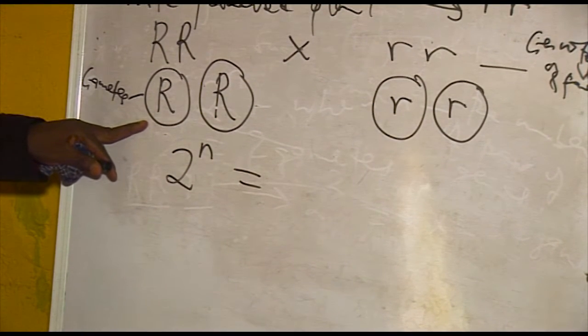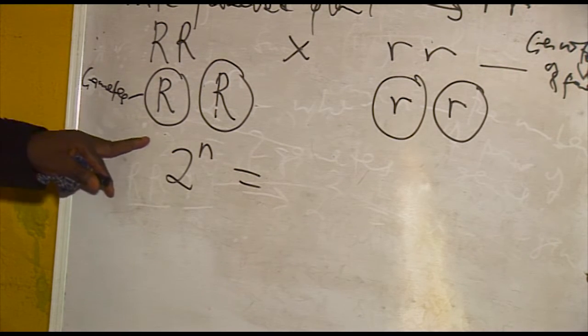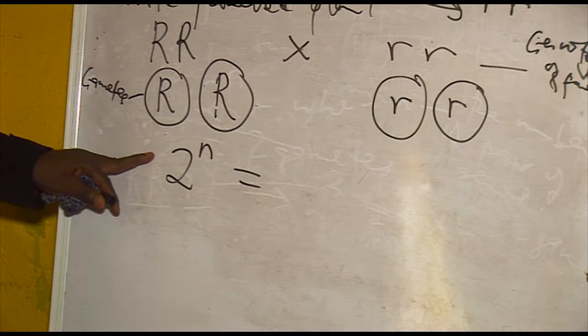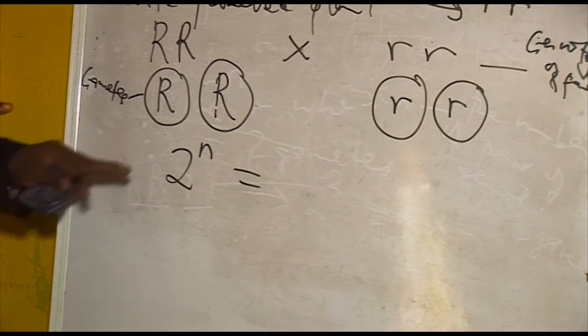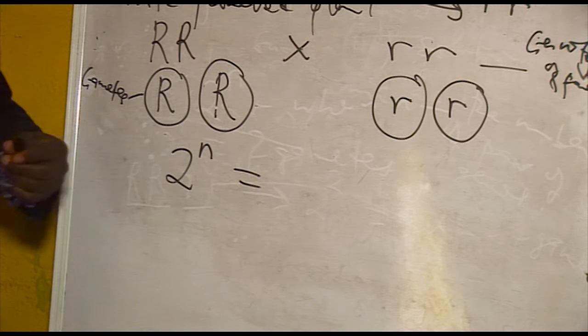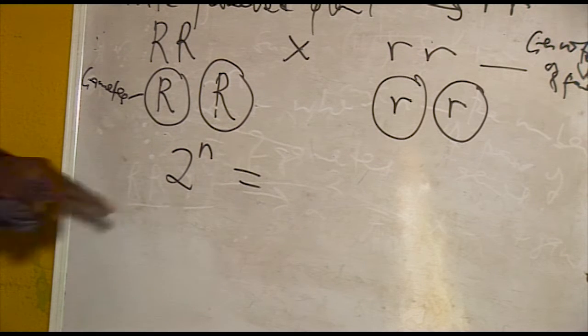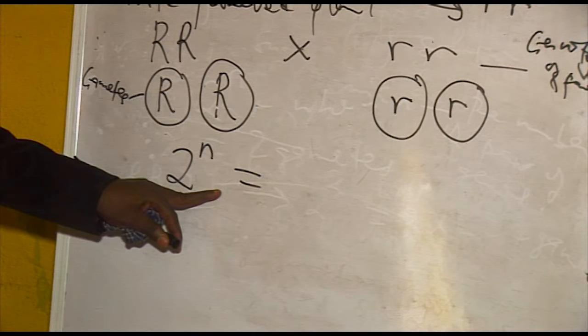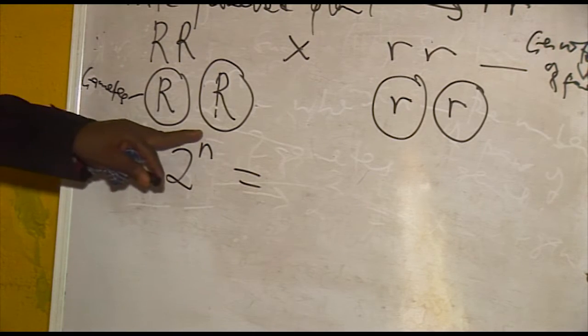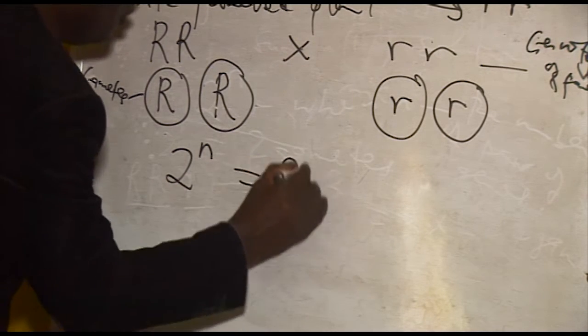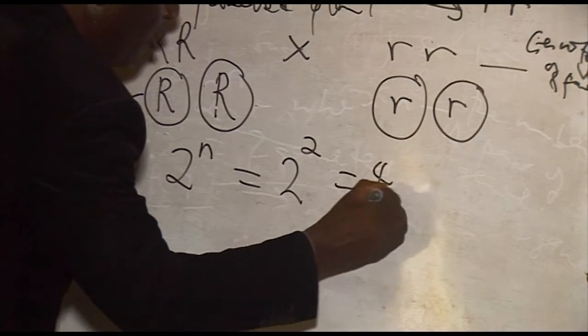Now, look at it. When we wanted to know the number of gametes, it is also based on 2 raised to the power of n, where n is the number of pairs of genes. Now, I want to know the number of offspring, because it's when the gametes fuse together that will result in offspring. The number of gametes determines the number of offspring, and it is still the same formula, 2 raised to the power of n, where n represents the number of gametes. Now, as we are having 2 gametes here, it's got to be what? 2 raised to the power of 2 represents what? 4 offsprings.